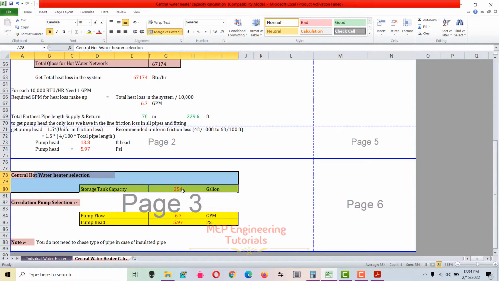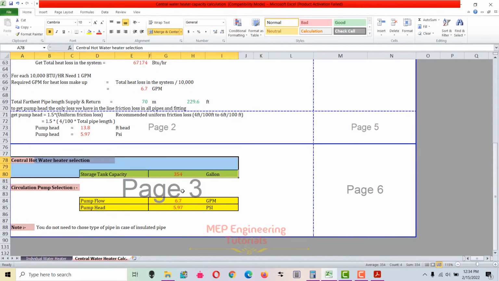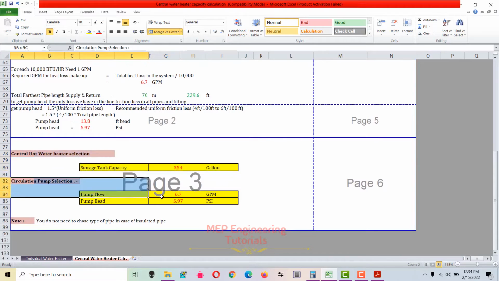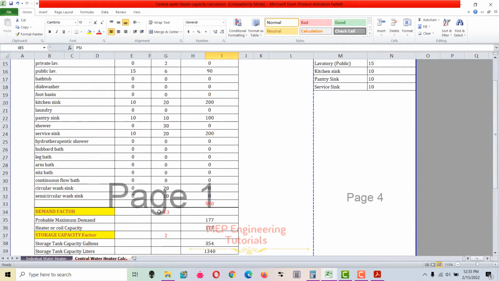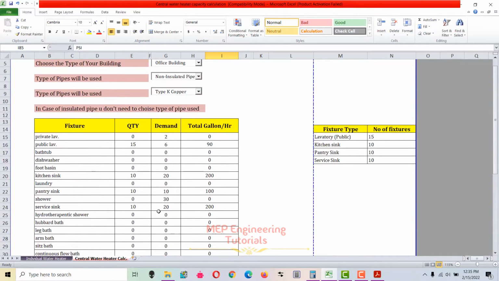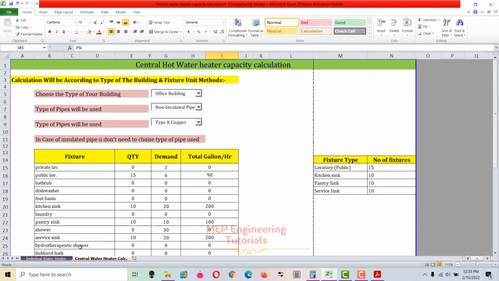Now we know the storage tank capacity for the central hot water heater system: a 354 gallons storage tank is needed. And the hot water circulation pump selection is also done. The flow which we calculated here is 6.7 gpm, and the head which we have calculated here is 5.97 psi. So this is how you can do the hot water heater capacity calculation, storage tank capacity calculation and selection.